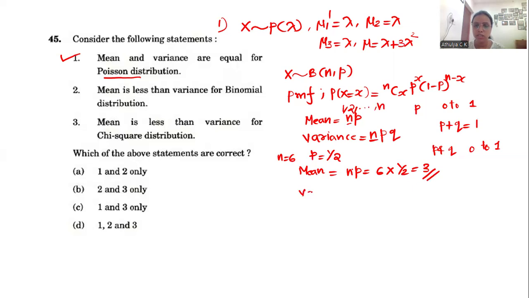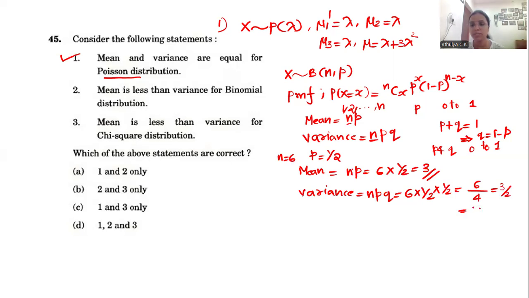Let's find out the variance also. Variance is npq. So it will be 6 into p, which is 1 by 2, and q will be again 1 by 2. So q can be written as 1 minus p, so 1 minus 1 by 2 is again 1 by 2. It will become 6 by 4, that is 3 by 2, which is equal to 1.5. So which one is higher, mean or variance? Mean only. So for a binomial distribution, mean is greater than variance.